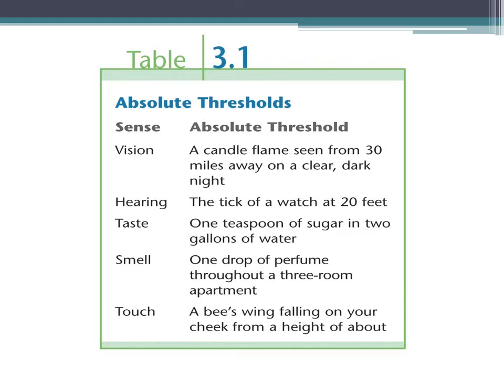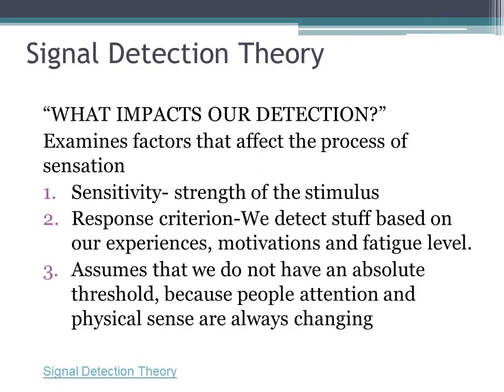For smell, 1 drop of perfume throughout a 3-room apartment, probably without a lot of other people in the environment. And for touch, the touch of a bee's wing on your cheek. That is the smallest feeling or pressure on the skin that one can detect. Because if I have 1 strand of hair on my back, I probably can't detect it, but if I had 2 or 3 going back and forth on my back, or in front of my face, I would be able to feel that.